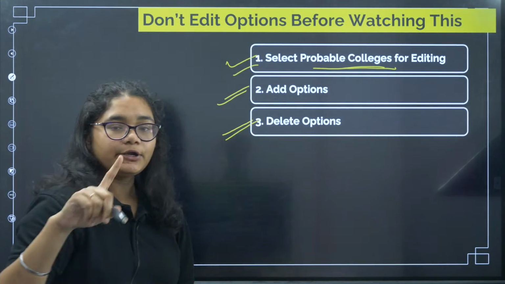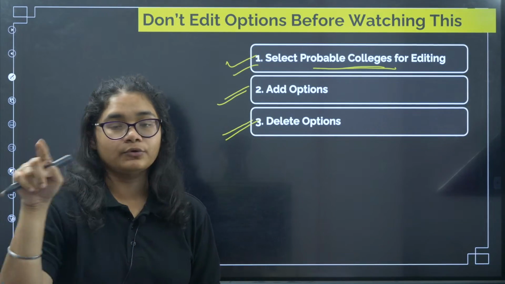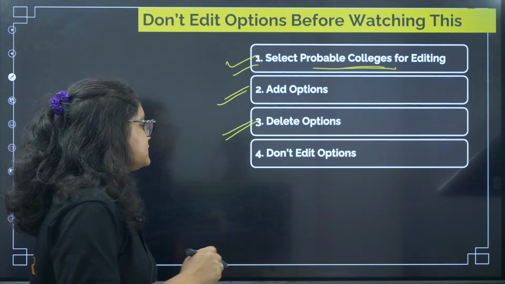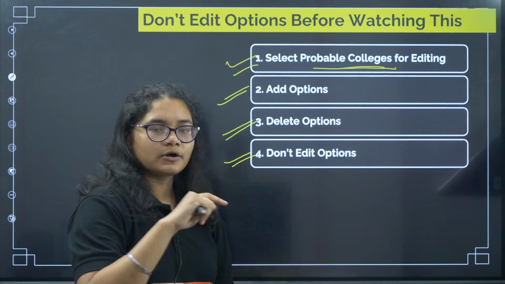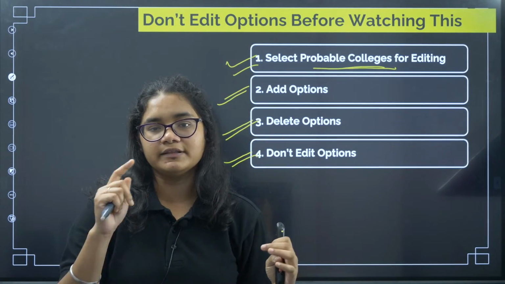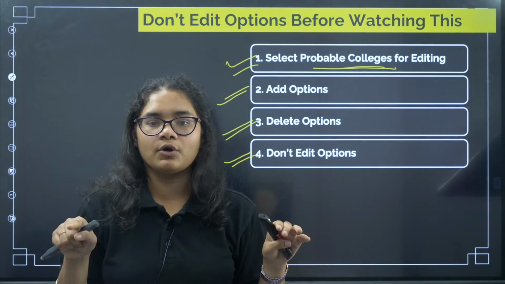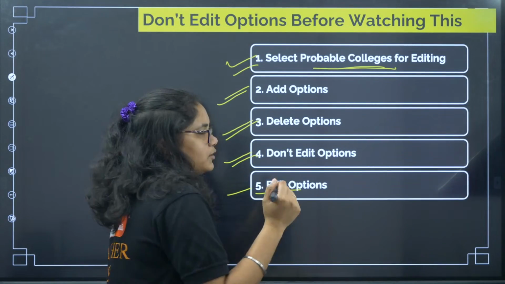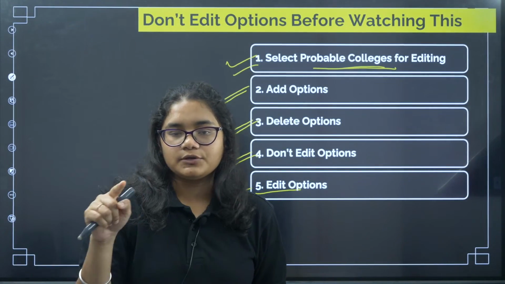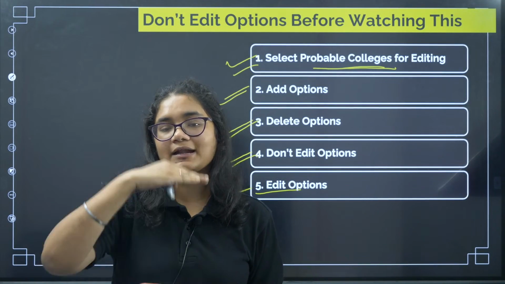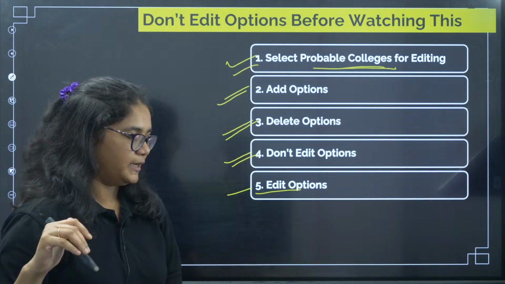So you need to delete options only if you are very sure that you do not want to join that college at any cost, or else take that back. Next one, don't edit options. If you have got the option which you are happy with and all options above it are better than the one you got, in that case you need not edit. Next one, edit options. If you are not satisfied with the option you have got, or there is some better option below the option which you have got, in that case you need to edit your option entry.